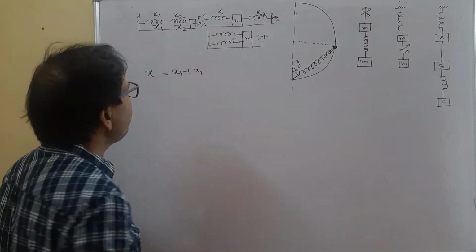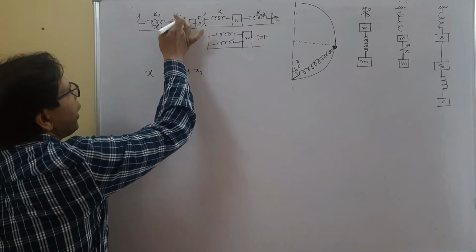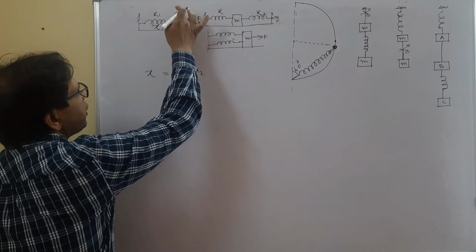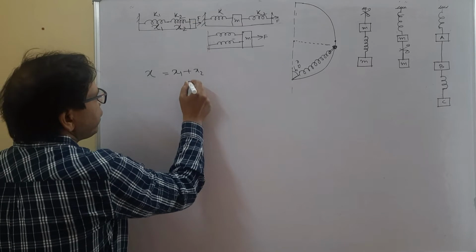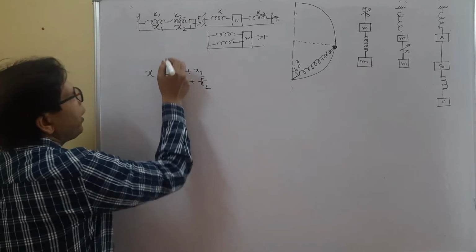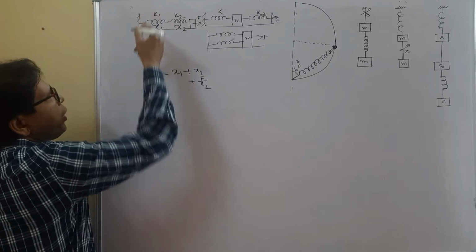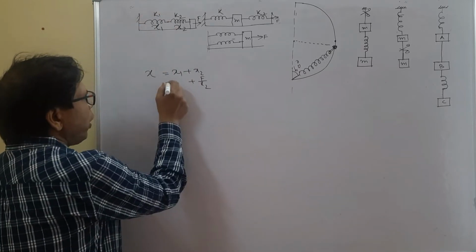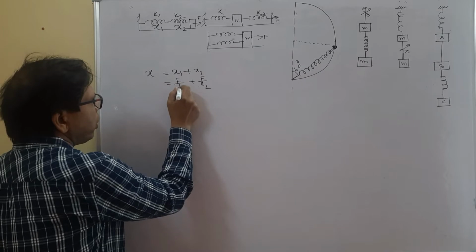Now look at this. Here the balanced force acting on it is F, so x2 becomes F by k2. And here the balanced force acting on it is F, so x1 equals F by k1.